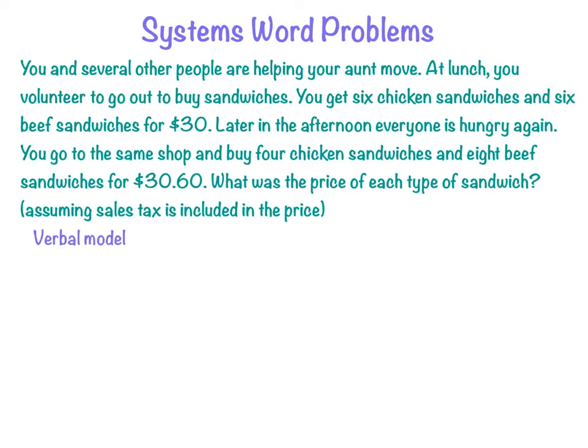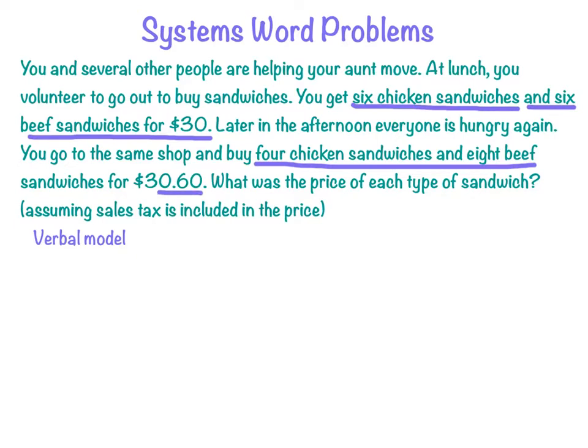So for us, our verbal model is 6 chicken sandwiches and 6 beef sandwiches for $30, and then 4 chicken sandwiches and 8 beef sandwiches for $30.60. Those are the two main pieces of information. And then we want to know what's the price of each type.